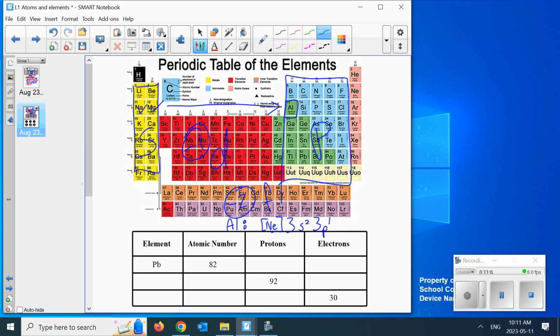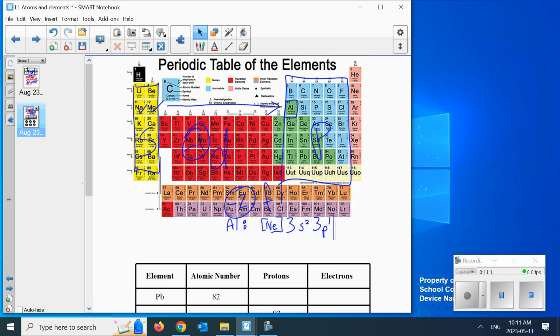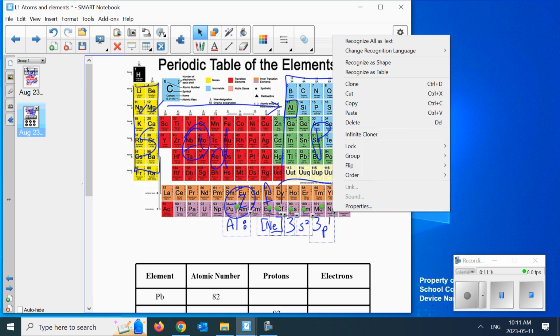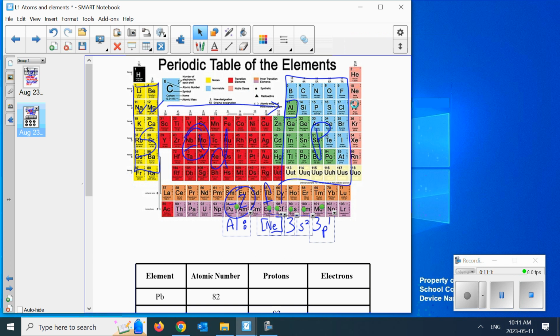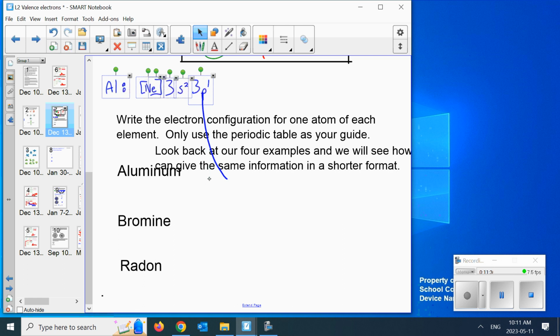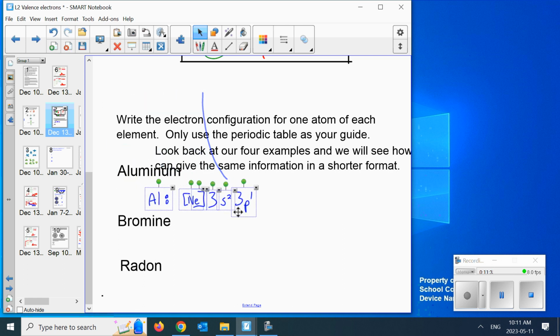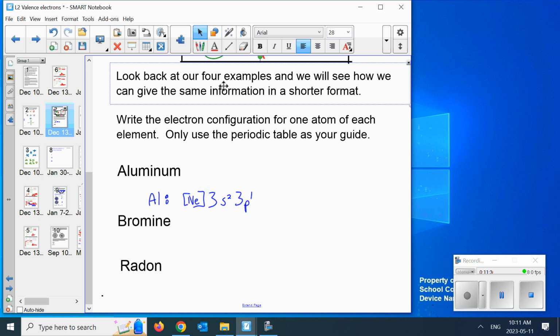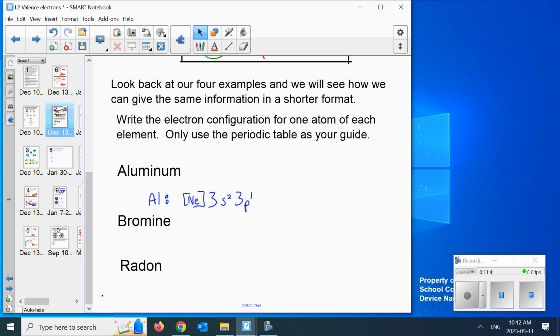So we've done aluminum, right? We got it down. I'm going to copy and paste them on. Oh, wrong thing. Why can't I grab what I want? Okay. Fine. Okay. So there's our aluminum's electron configuration. Now we're going to do bromine.